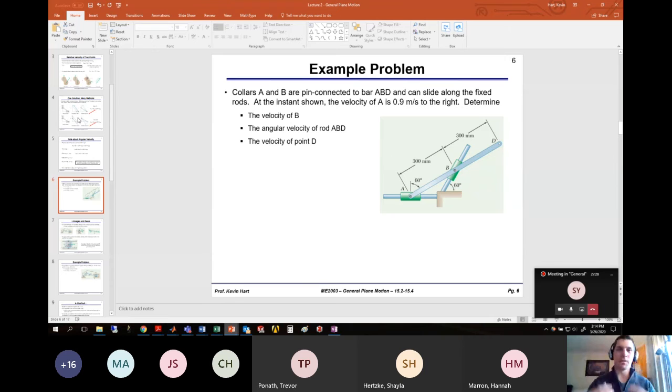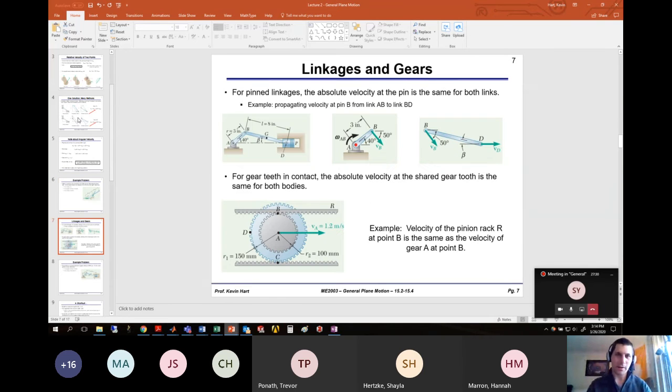All right, so this will lead us into some new material that I want to discuss today, and this will help you with homework problem number 5 on your homework, which is the last one for your homework set. And that is talking about how velocity is propagated between multiple rigid bodies that might share a contact point.